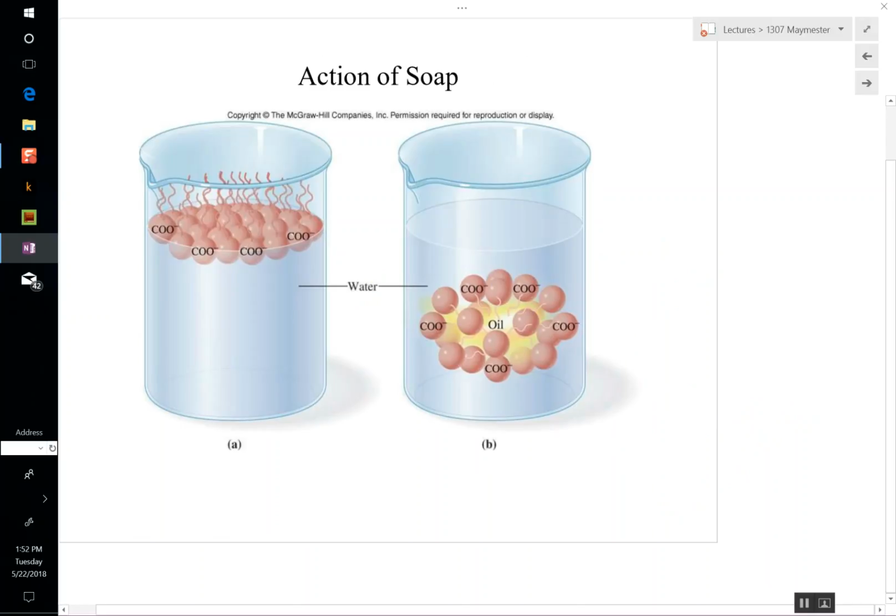And this is how soap works. One end of the molecule loves water. The long tails don't like water. They're hydrophobic. But they love oil. So if you got oil on your hands and you put soap on your hands and lather up your hands, what's it doing? The long tails are dissolving into the oil, and the hydrophilic head is carrying it away in the water. It's emulsifying the oil in the water. And that's the action of soap.